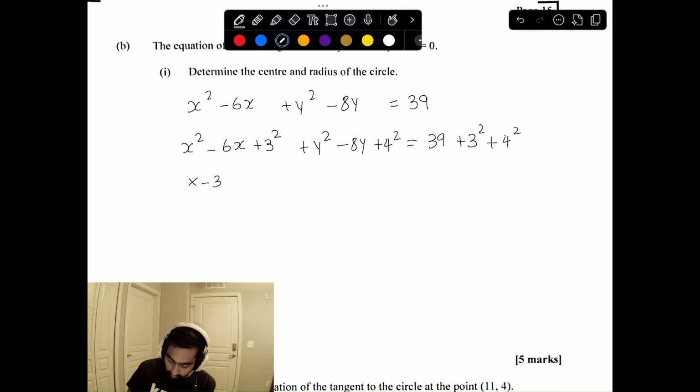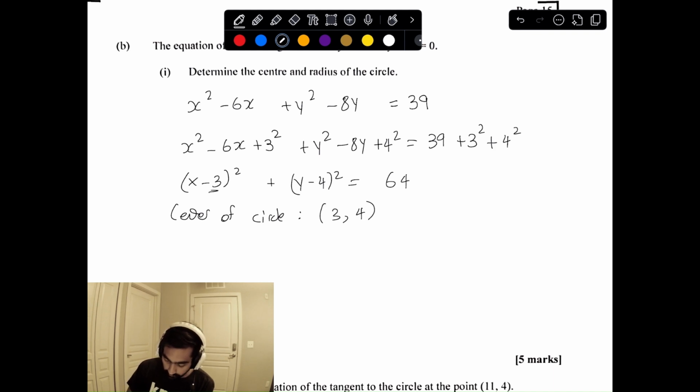Now this here is going to be equal to x minus 3 all squared, and similarly this is equal to y minus 4 all squared. If I add all of these things together on the right, I get 64. From this form, I can tell what the center of the circle is. The center of the circle is (3, 4). The x coordinate is what's after the x minus, and the y coordinate is what's after the y minus. And the radius is always the square root of what's on the right hand side. So it's the square root of 64, which is just 8.